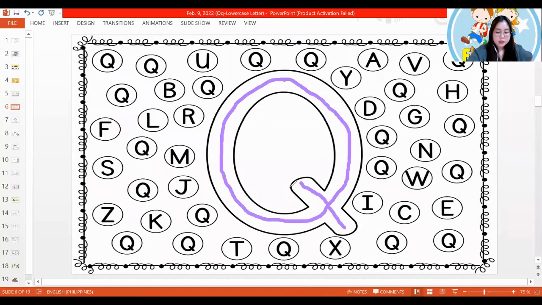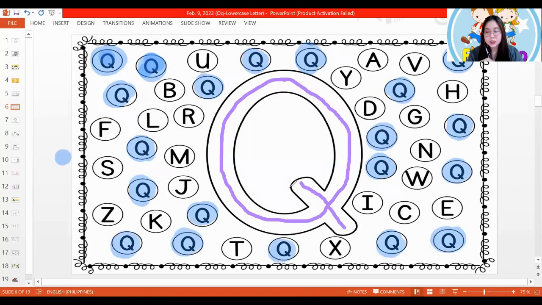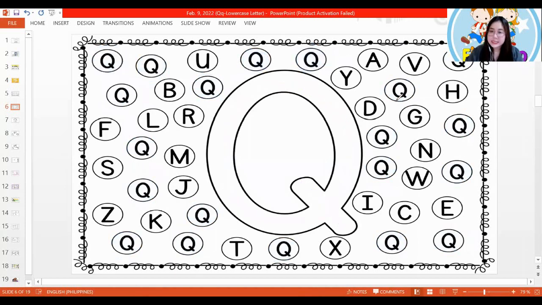Very good. So let's color and count how many capital letter Qs. 1, 2, 3, 4, 5, 6, 7, 8, 9, 10, 11, 12, 13, 14, 15, 16, 17, 18, 19, 20. We found 20 capital letter Qs. Now let's see what we have on our next slide.